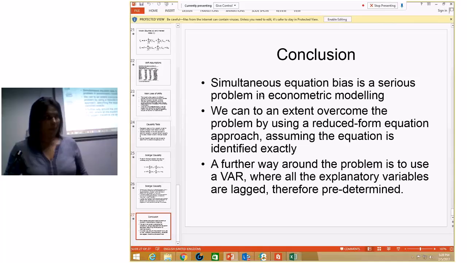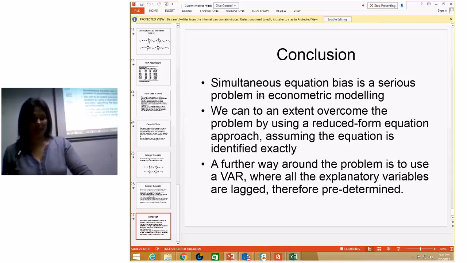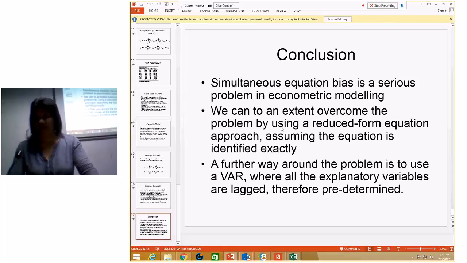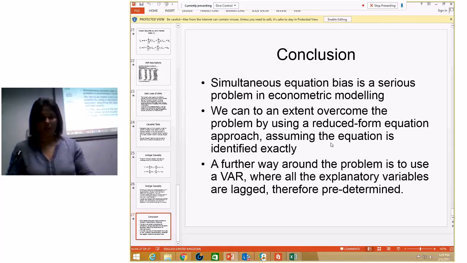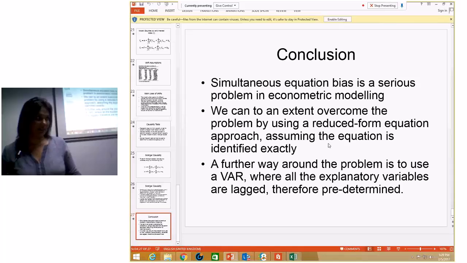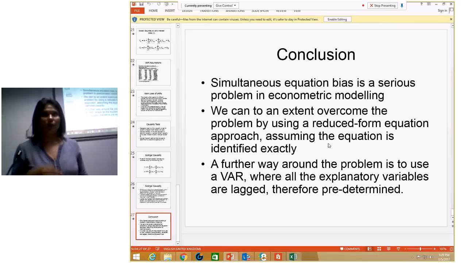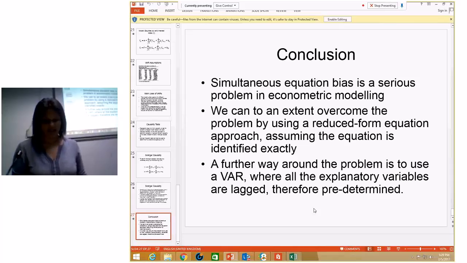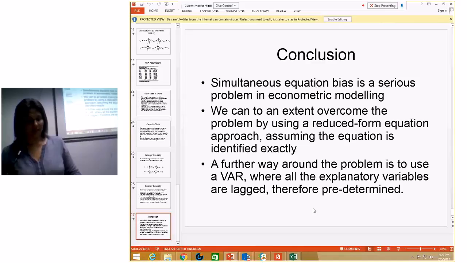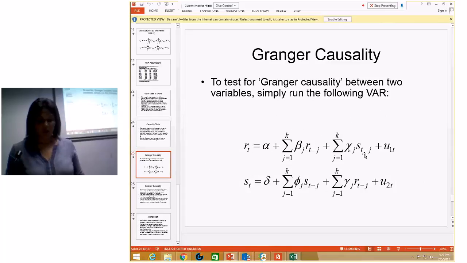In sum, simultaneous equation bias is a serious problem in economic modeling. So we can overcome the problem by using the reduced form equation approach, assuming the equation is identified exactly. In the reduced form equation approach, we assume the equation correctly. Another way around the problem is to use a VAR, where all explanatory variables are lagged, therefore predetermined.